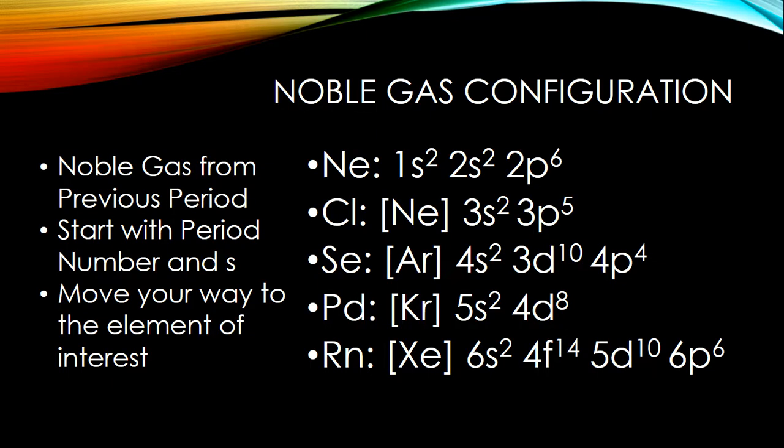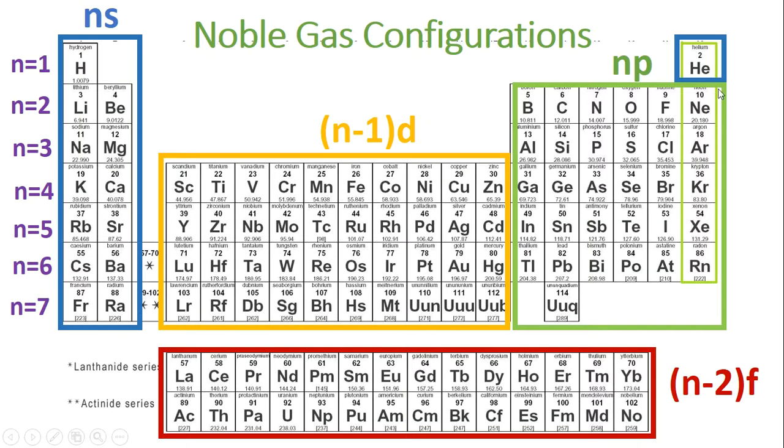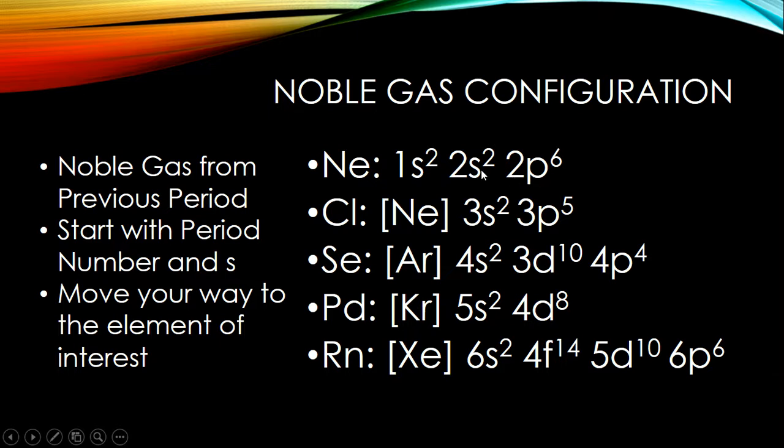So the way we do noble gas configuration, you take the noble gas from the previous period, you start with the period number in s, and you move your way to the element of interest. So for example, neon, here's neon. Neon is quite simply 1s2, 2s2, and then 2p, because we're in row 2, 1, 2, 3, 4, 5, 6. So 1s2, 2s2, 2p6. It has a full valence. The 2 energy level is full with eight electrons.